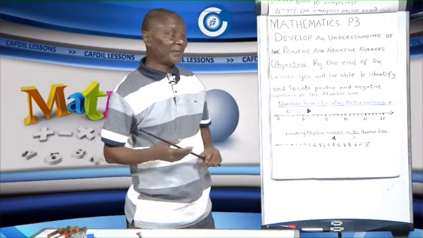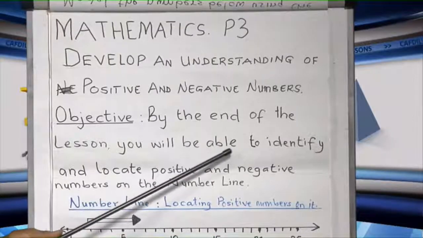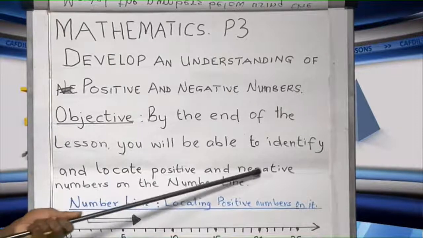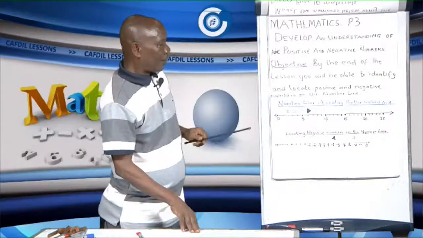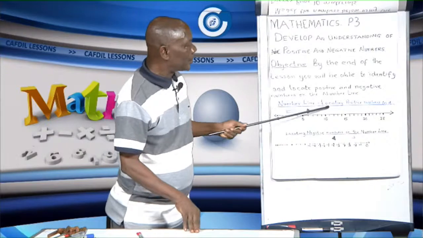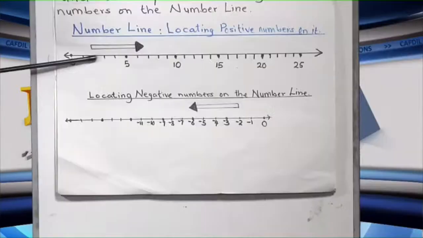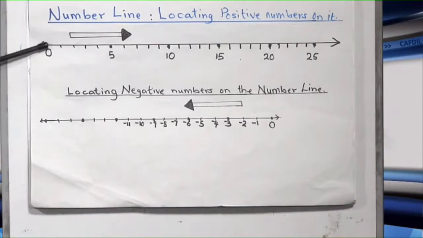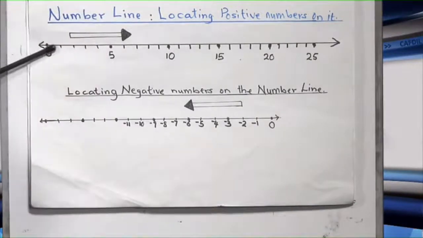Let me read the objective again. By the end of the lesson, you will be able to identify and locate positive and negative numbers on the number line. Okay, let's see. Locating positive numbers. Now, this is our number line. We start from 0. Because it is positive, we move to the right.